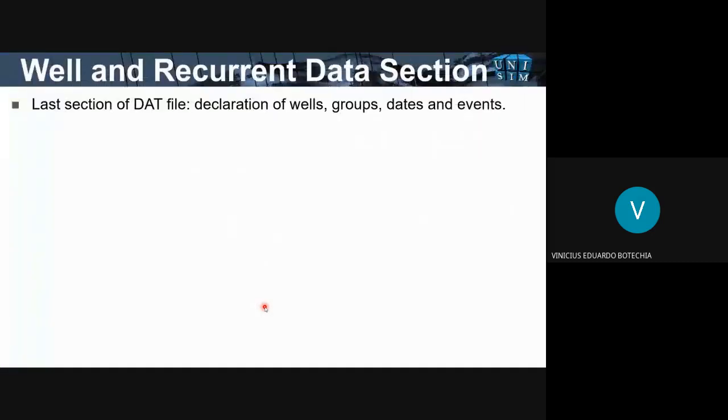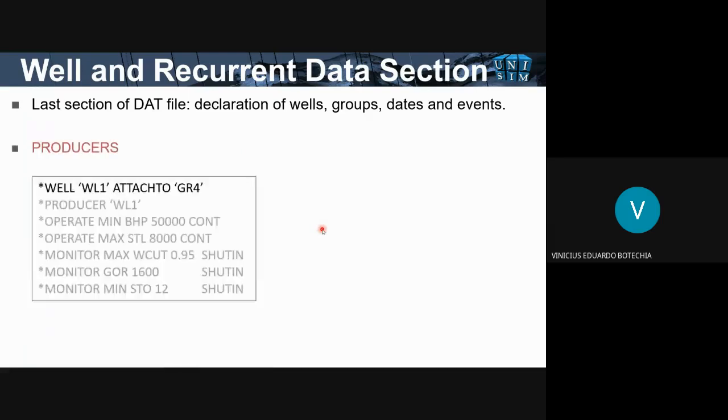So I'll talk about how you declare these kinds of things in the simulation file, right? We are talking about CMG simulators, because it's what we have more alliances with in the group, so we work more with CMG simulators. In the last section of the data file, the recurrent data section, we declare the wells, groups, dates, and events. An example here shows how to declare the producers. For some people who already work with simulation, this part may be boring, but for those who have never seen simulation before, it may help to have an idea of how to do it.